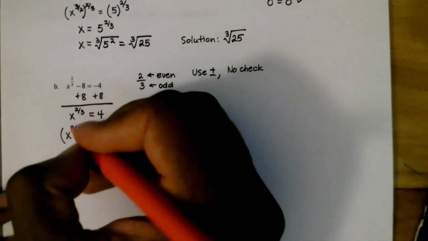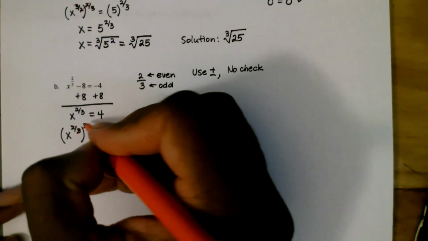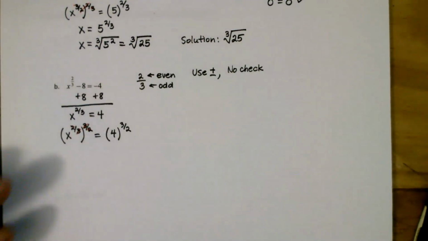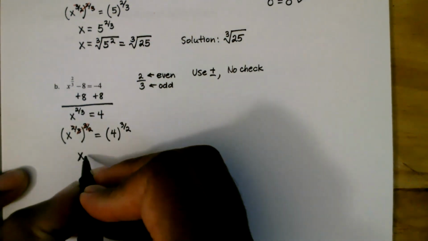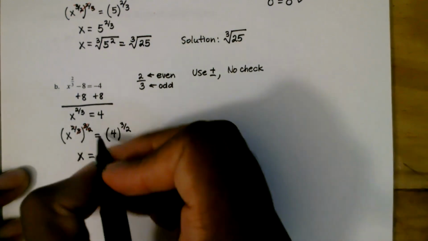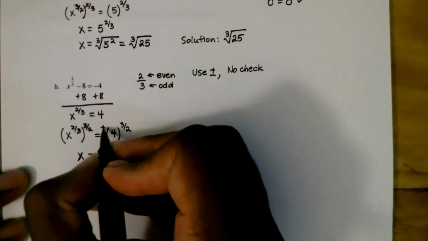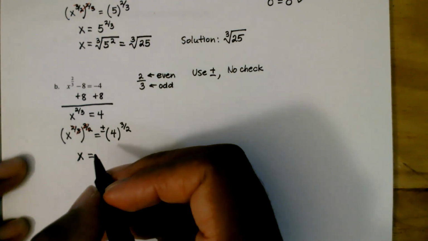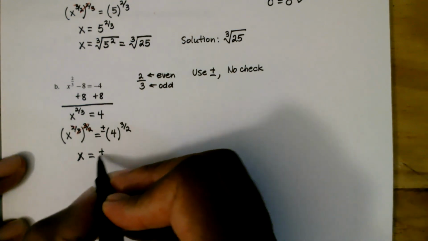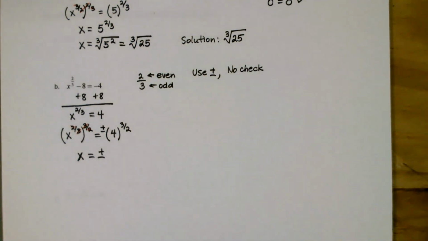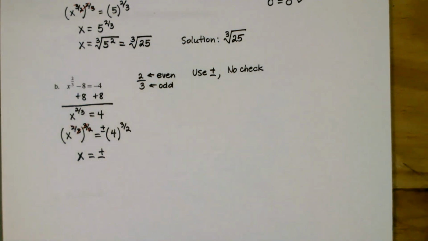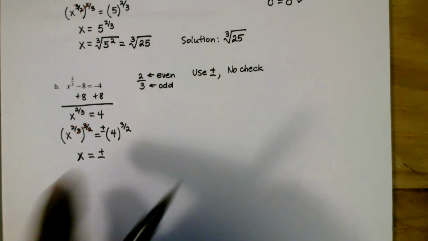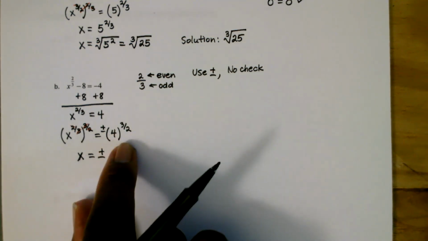So now these 2's divide out and the 3's divide out. I'll end up with just x by itself. And I also need to include the plus or minus symbol as well. I need plus or minus here because of the numerator being even. Let's see, 4 to the 3/2 power.